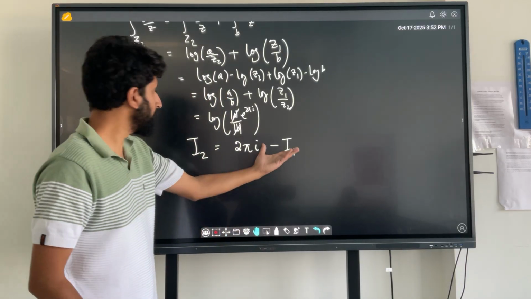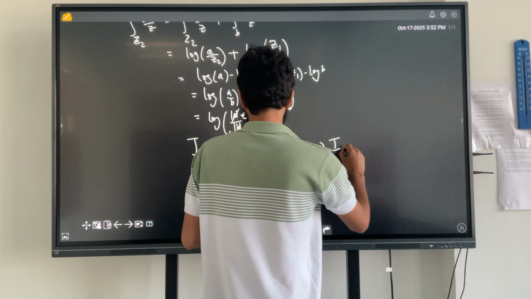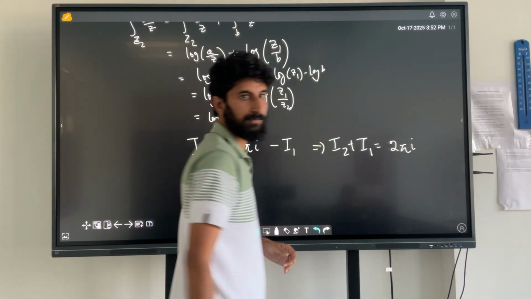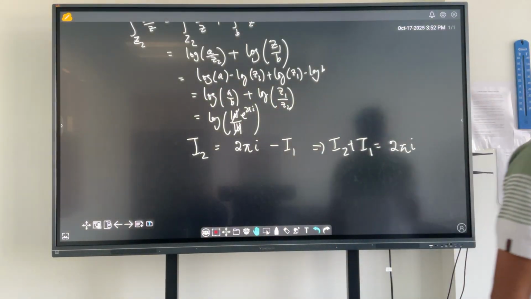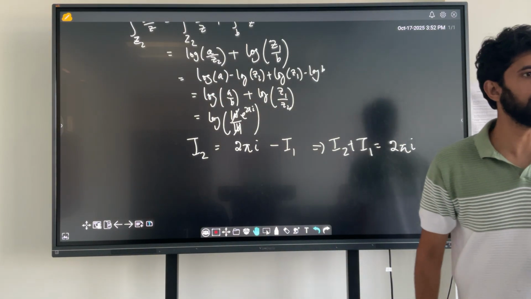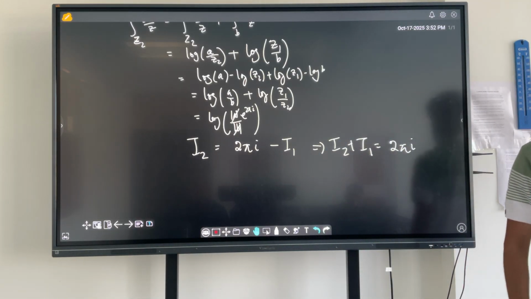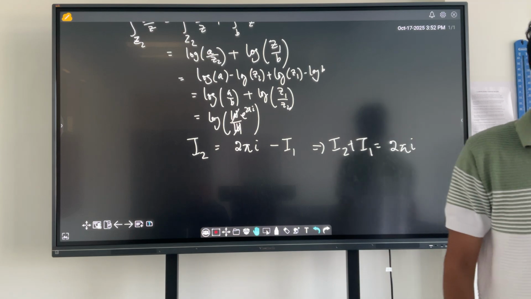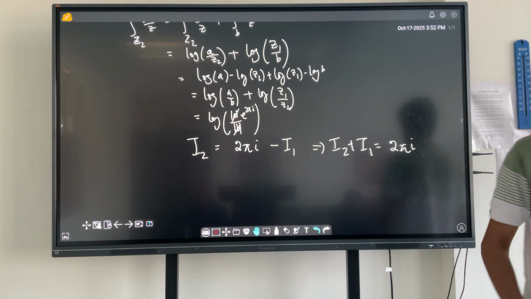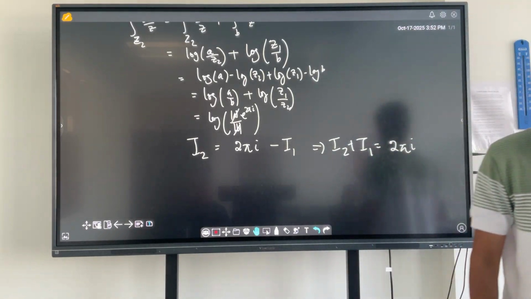Right? So I recover the same relation. So this implies I2 plus I1 is 2 pi I. Why did this happen? Because the integral had a discontinuity. That's what you were picking up. When you integrate over the curve, it's that discontinuity you are picking up. Okay?